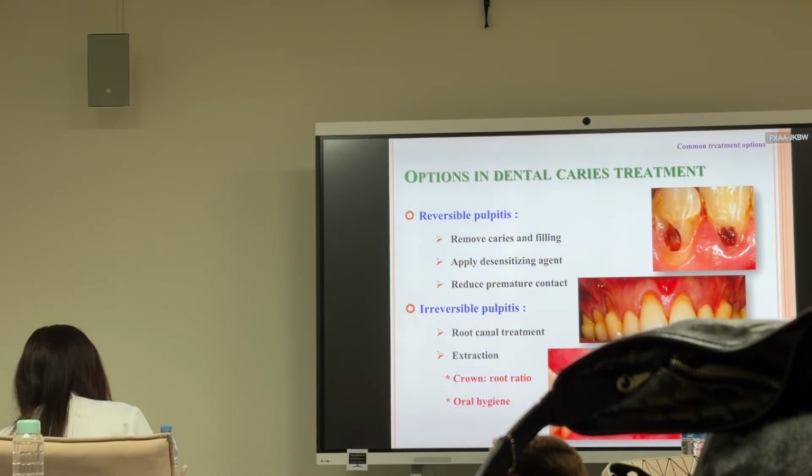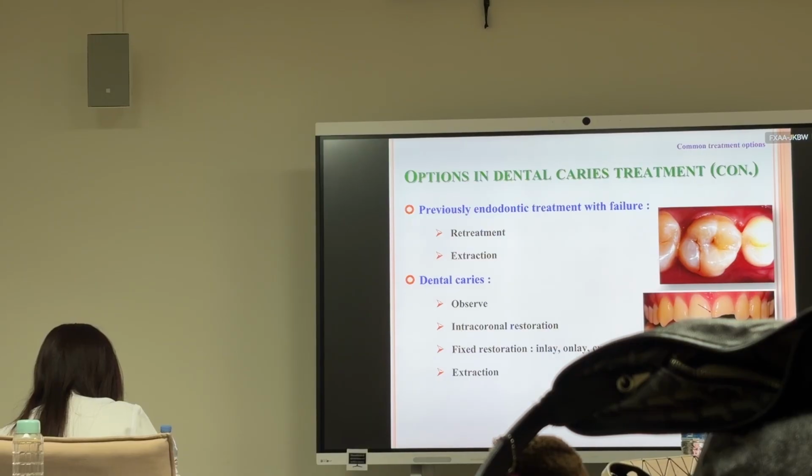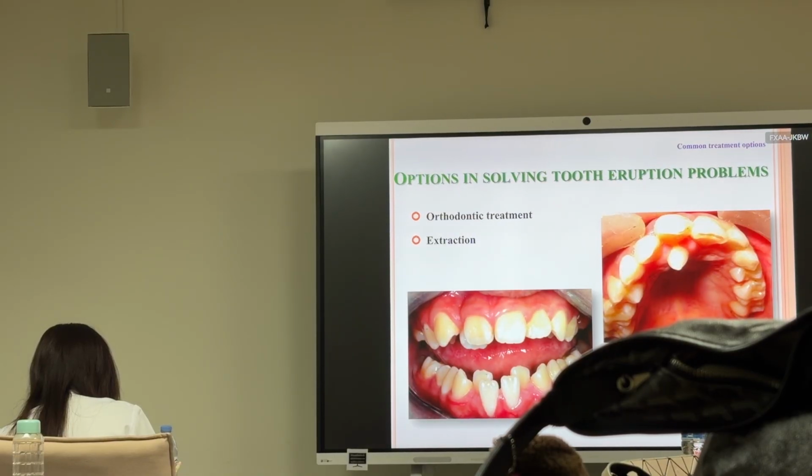For reversible pulpitis, maybe you can remove caries, apply desensitizing agent, or reduce premature contact. For irreversible pulpitis, it may be possible to do root canal treatment or extraction. And you have to think about the crown-root ratio and oral hygiene as well. For previous endodontic treatment with failure, maybe you need retreatment or extraction. For dental caries, observe, intracoronal restoration, fixed restoration, inlay, onlay, crown, or extraction.